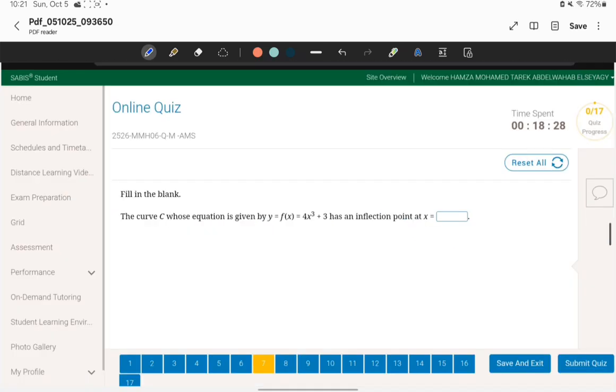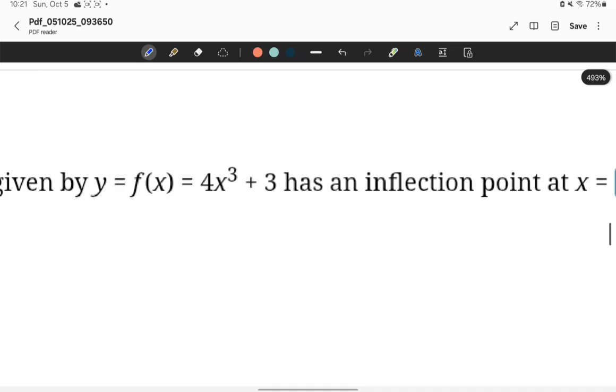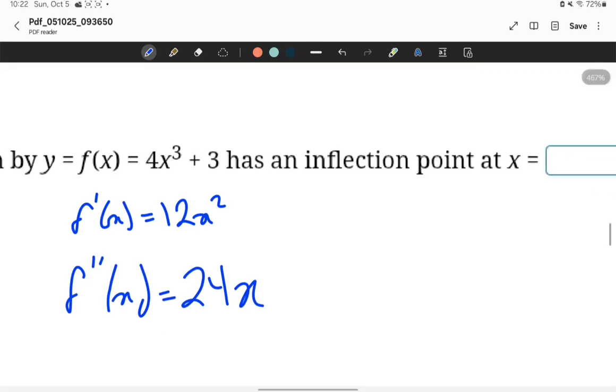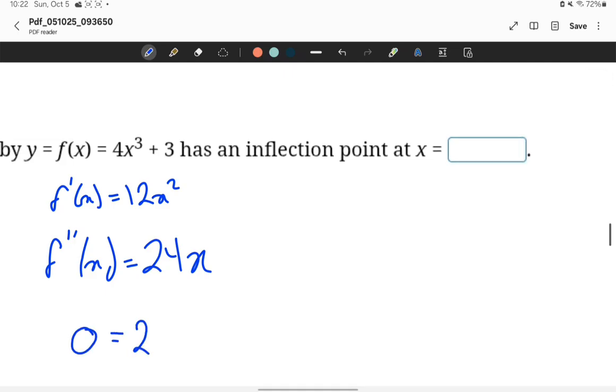Yes. Okay, number 7. The curve C, whose equation is given by y equals f of x, has an inflection point at x equals. When they say inflection point, that means that they want the second derivative, f double prime, to be 0. So that means we're going to have to differentiate this twice. So f prime of x here is going to be 12x squared, and then f double prime of x is going to be 24x. So they want 24x to be 0. So that means x is 0. That's it.